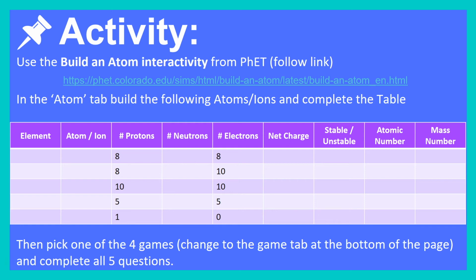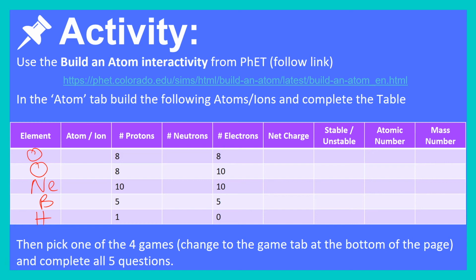Okay, so let's go through some answers. I'm going to go through the ones where it doesn't matter what you did in the interactivity, you should have gotten these. First of all, everyone should have gotten the same elements because we've all got them from the same number of protons. So this is oxygen, oxygen again, then neon, then boron, and finally hydrogen.